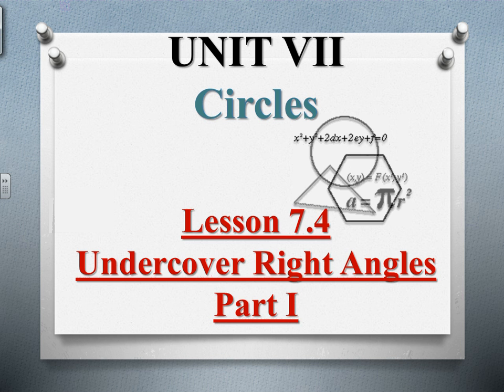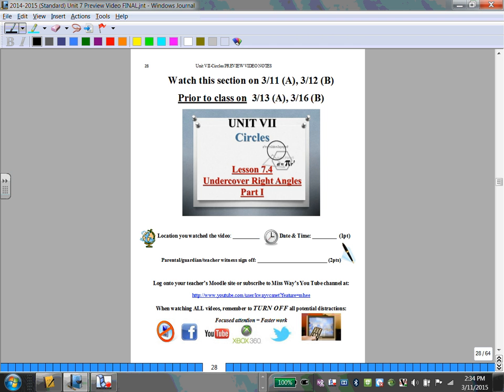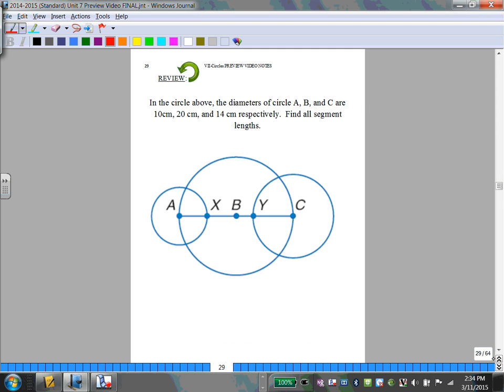Students, this is Unit 7, Circles, Lesson 7.4, Undercover Right Angles, Part 1. There's 2 parts to this. Don't forget to get a parent or guardian sign off. Let's take a look at this review problem.